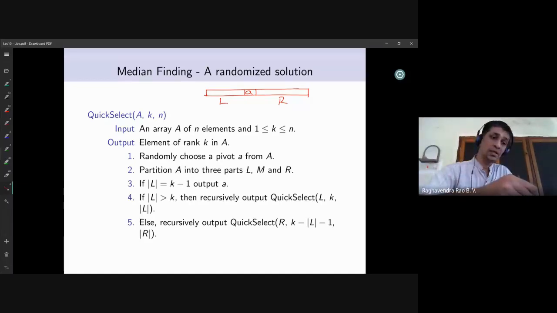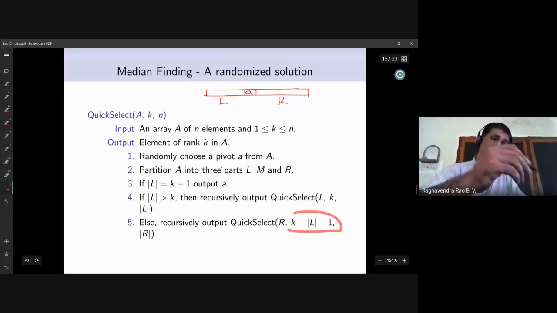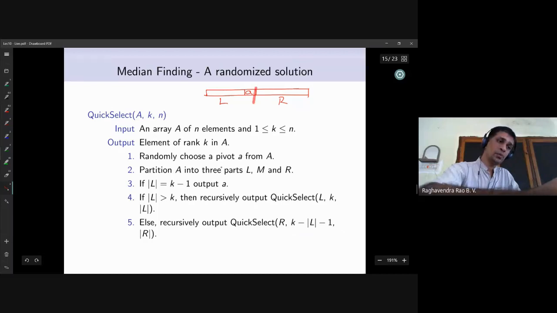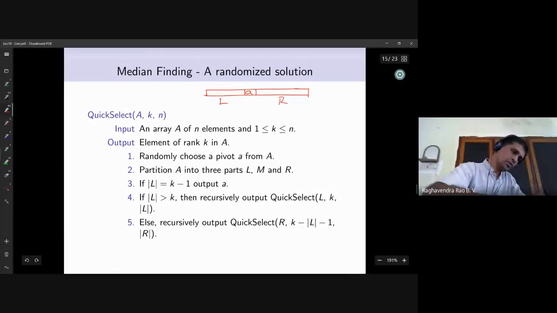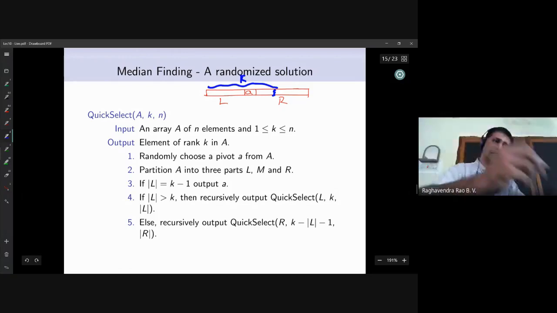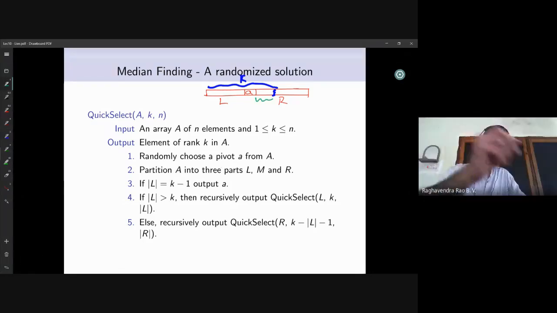No. So K minus 1 is the effective rank. See, what is my new array? The new array is this portion, right? Yes, sir. Now what is the rank? My rank K element was sitting here. Now it is sitting here. Let me use a different color. So it is here. This is my kth element. In the overall array, its position was K. Now in the new array, what is its position? Whatever is smaller than that.